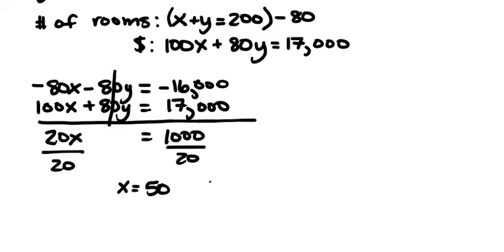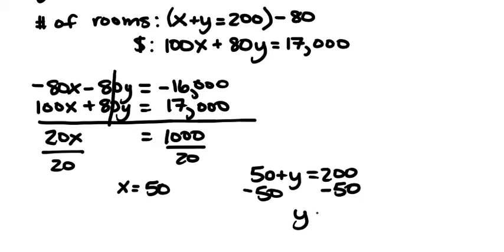So now, in order to find y, I can substitute into one of my original two equations up here. Now, x plus y equals 200 is going to be a lot easier to solve just because there's a lot less math. I don't have to do any multiplying, just plug in 50. I could probably even do this in my head. Plug in 50 for x and subtract to get a y value of 150.